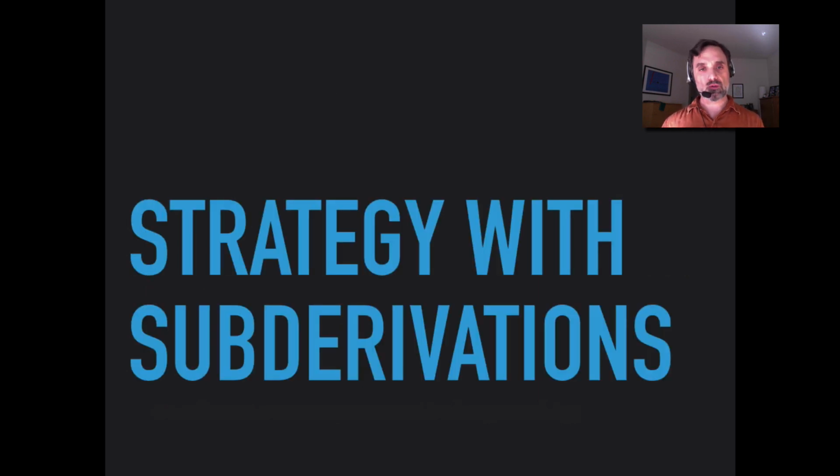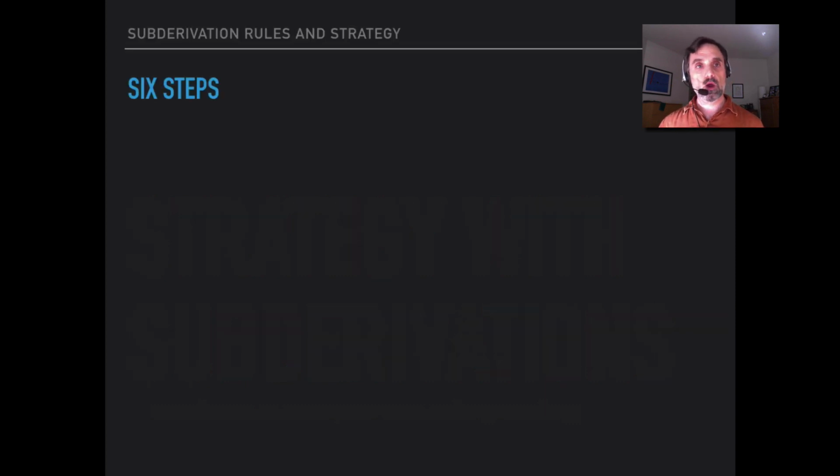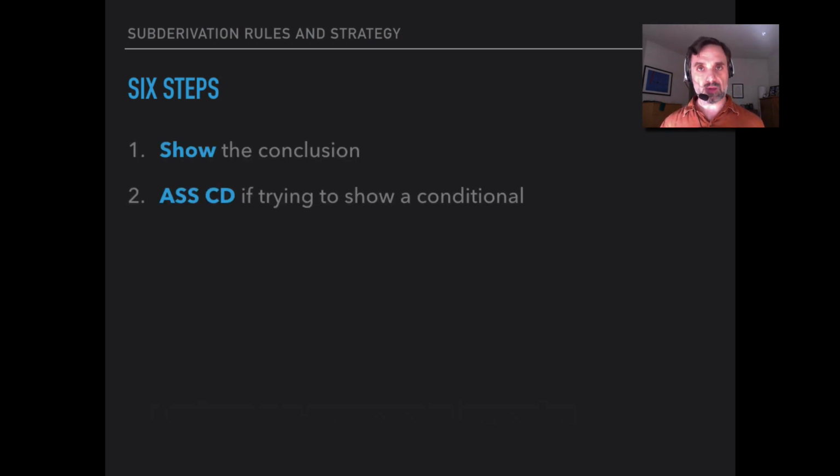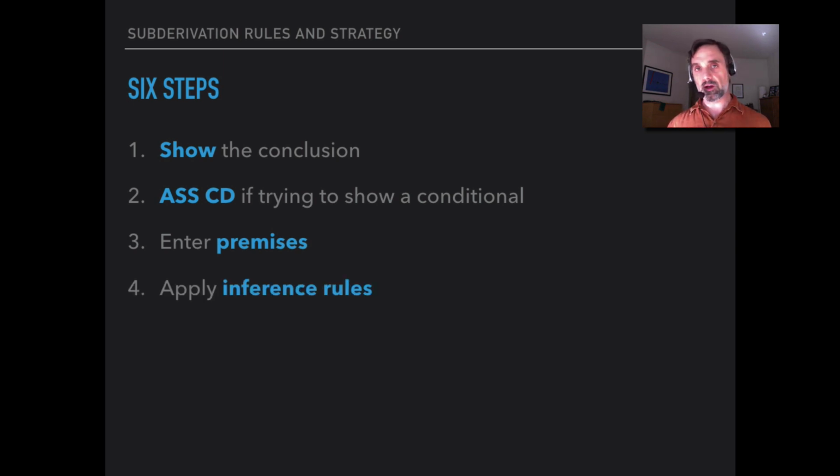Okay, so those are rules. What about the strategy? How do you know which subderivations to do when? Well, the first thing we want to think about is we have had 5 steps so far in our derivations. Now we have 6. The first step is show the conclusion. Second step is assume CD if you're trying to show a conditional. The third step is enter the premises if there are any. If it's a theorem, there won't be. The fourth step is to apply your inference rules.